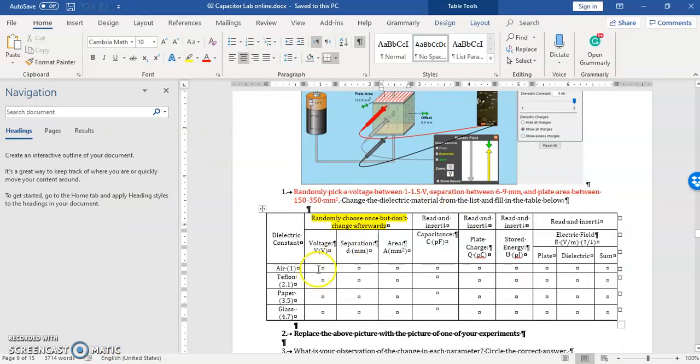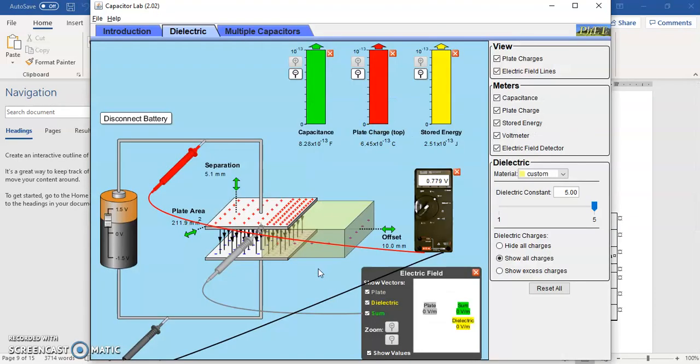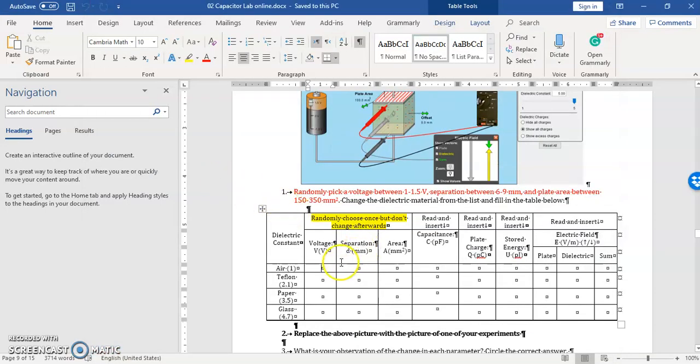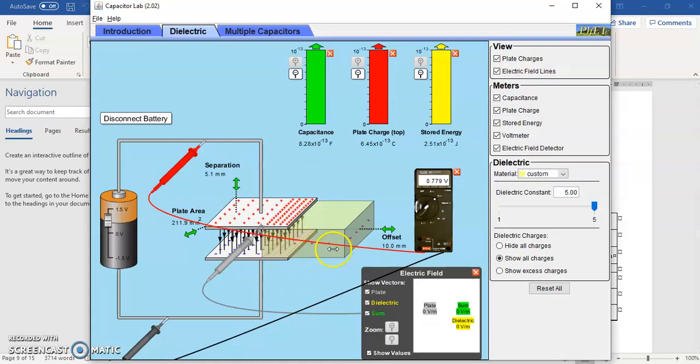I'll just put down what I have done, and this is for the condition of air. So the voltage is, for example, 0.7, the area is 211, and the separation is 5.1 millimeters. I put those in and I don't change them. The only thing I'm going to change from now on is the dielectric material.